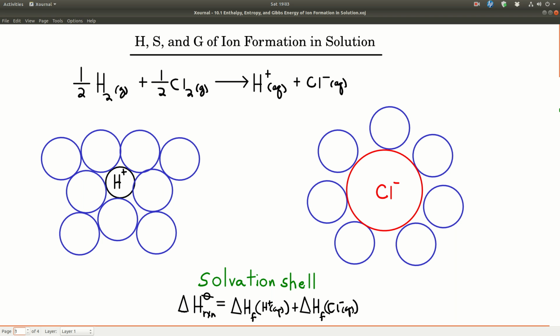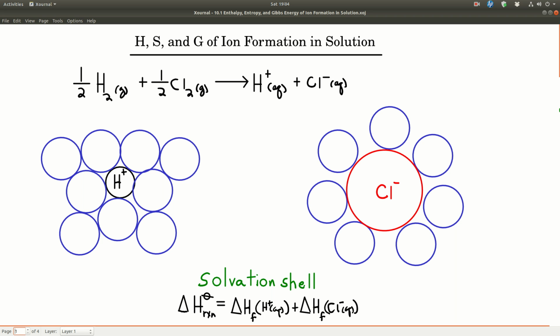The process of forming these solvation shells is exothermic because we're bringing opposite charges close to each other. So even though it takes energy to break apart these atoms from each other to form the ions, energy is released when they're solvated. Specifically, if it's in water, it's called hydrated, but solvation is a more general term. It could be any solvent. We'll talk about water, but it applies to any solvent.